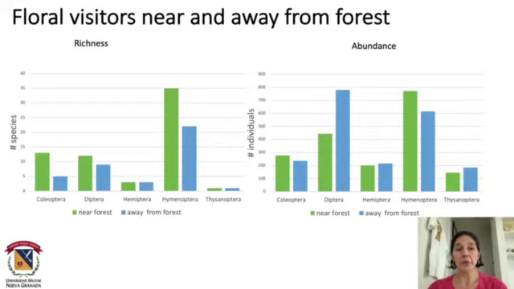When we compare floral visitors on plantations near and away from the forest, we can see that Hymenoptera are both species rich and abundant in all scenarios. However, Diptera are abundant, and especially abundant in farms that are away from the forest.